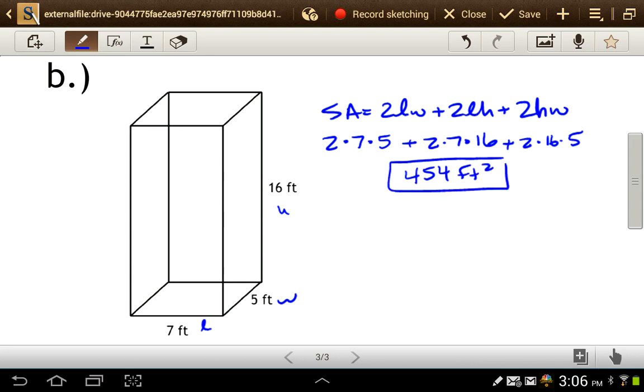Okay, so it's formula, substitute in what you know, and then type it in your calculator. That's how you find the surface area. Okay, that is it.